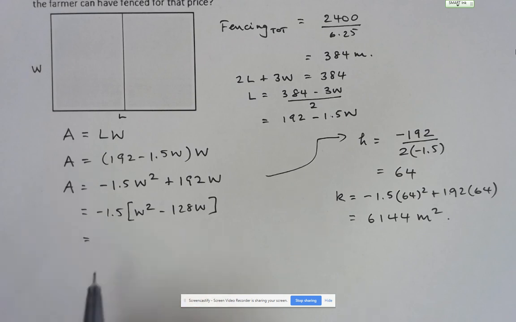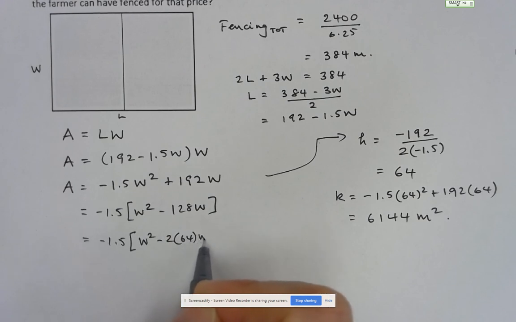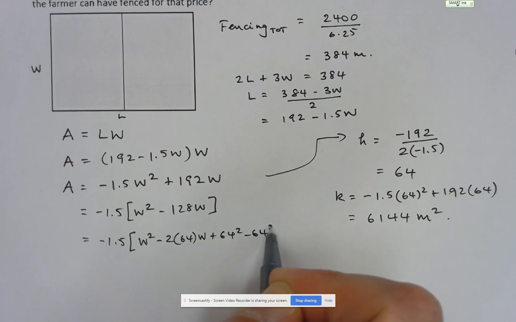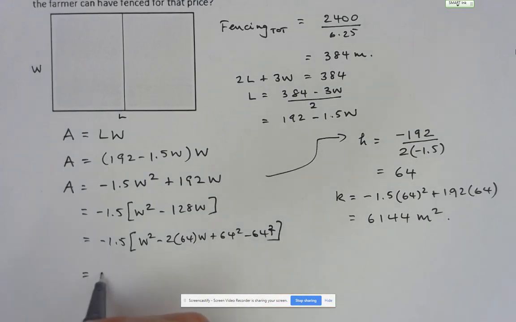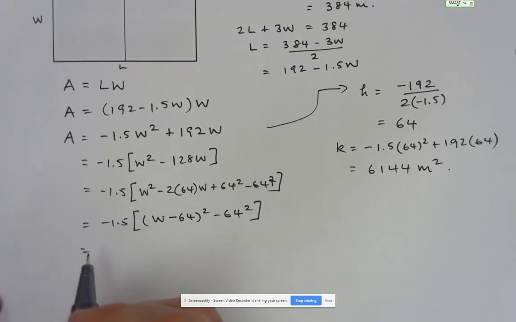And now we go about completing the square in the bracket. So here, w squared minus 2 times 64w plus 64 squared minus 64 squared. The first three terms give me my perfect square, w minus 64 squared. And I'm not going to bother calculating this. I'm going to let the calculator do the work for me.